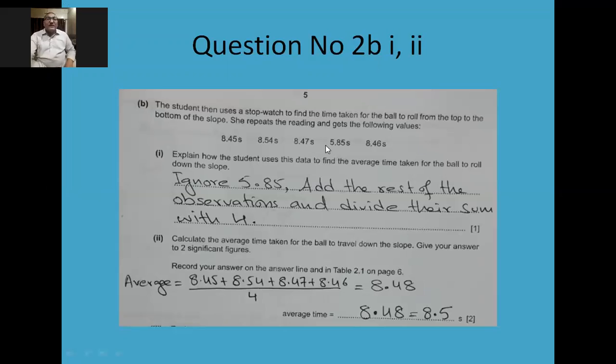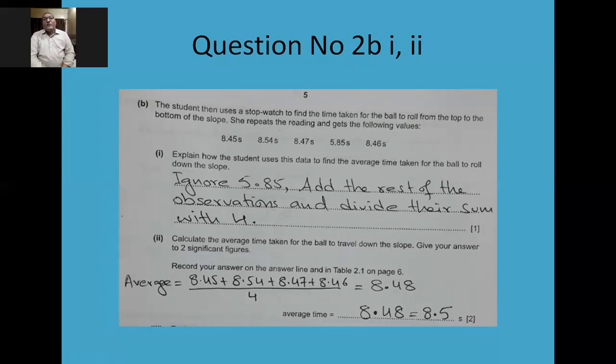If you pay attention, you will see that this reading is totally different. The rest of the readings are close to each other, but this reading is very different. So just reject this reading. Ignore this reading. It says, explain, that's the first part of B. Explain how the student uses this data to find the average time taken for the ball to roll down the slope. So what we will do, we will ignore this value because it's too different. I will take these 4 readings, add them, and divide their sum by 4.